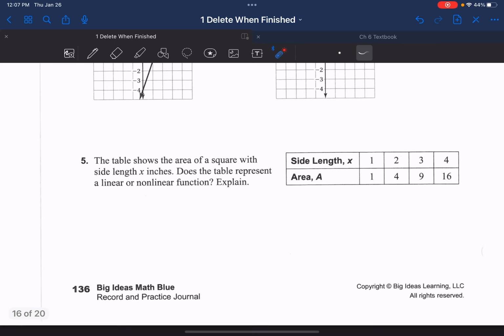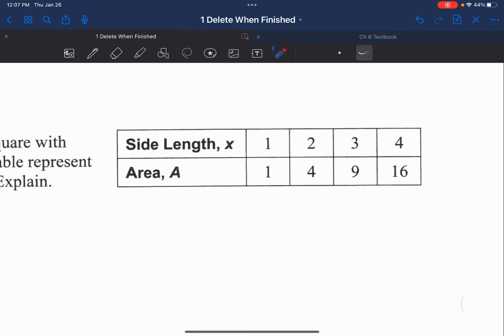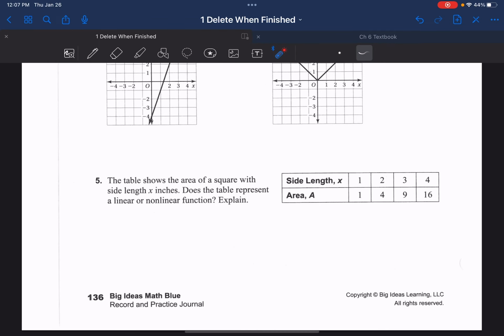Pretty easy, right? Number 5 says, the table shows the area of a square with a side length of x. Does the table represent a linear or a non-linear function? So what they're saying is, every time we increase the side length, the area of this square increases, right? All you have to do is say, does the pattern continue on at a constant rate? If it does, then good for us. It's a linear function. If it doesn't, then it's a nonlinear function.